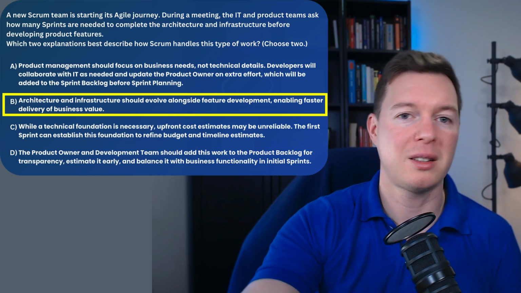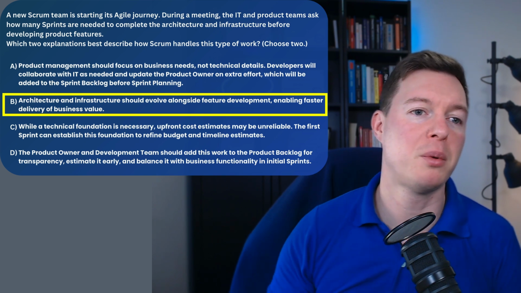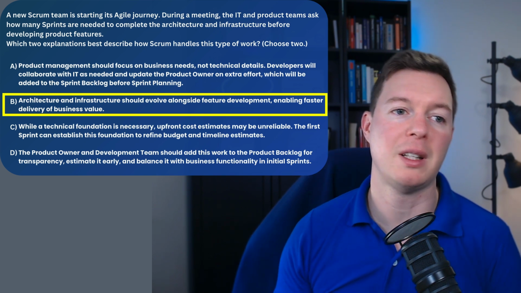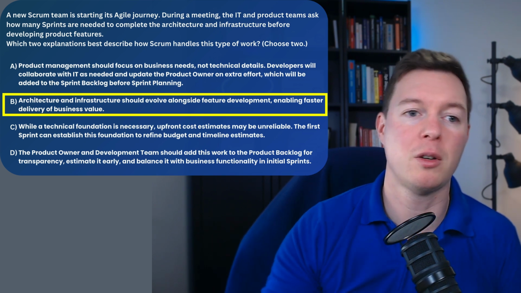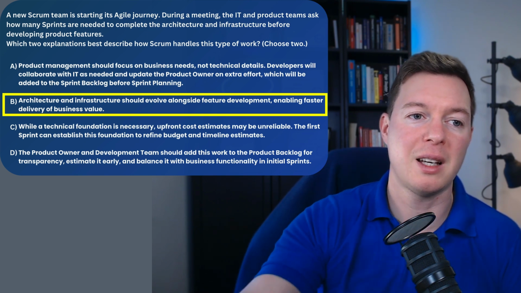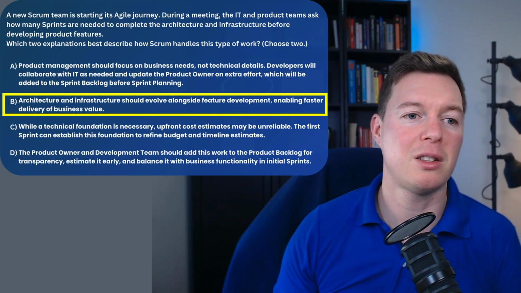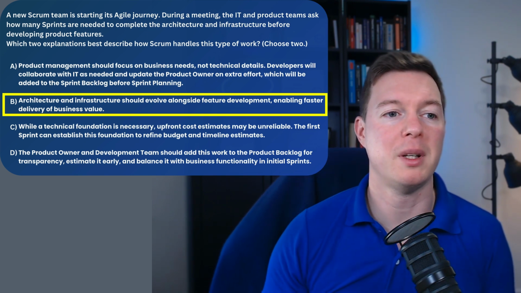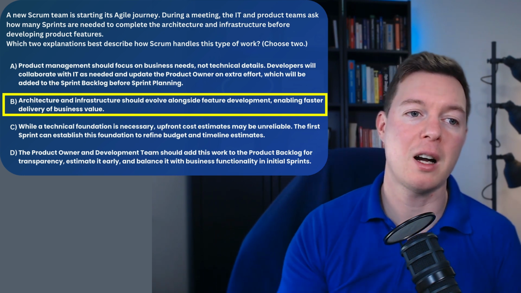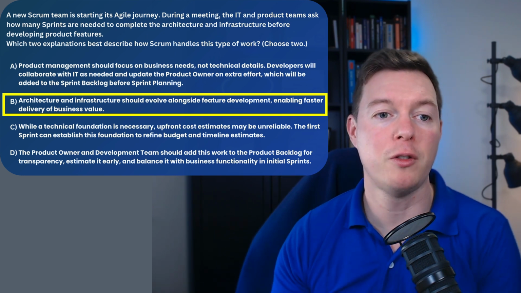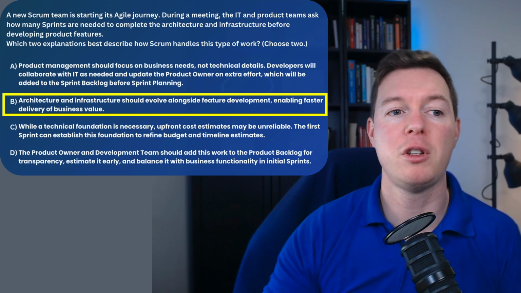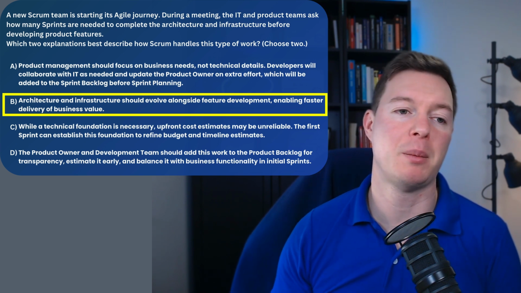And this actual answer aligns with the principle that Agile development is iterative and incremental, avoids large upfront design phases, and instead integrates the technical work into the flow of the product development. And this ensures that architecture and infrastructure evolve based on actual needs, reducing waste and enabling adaptability.